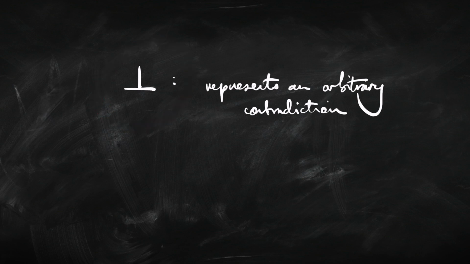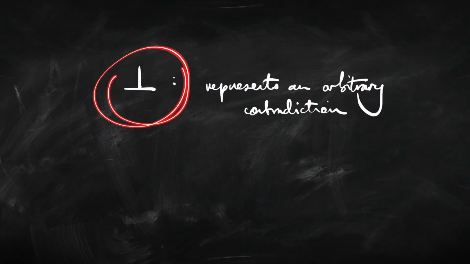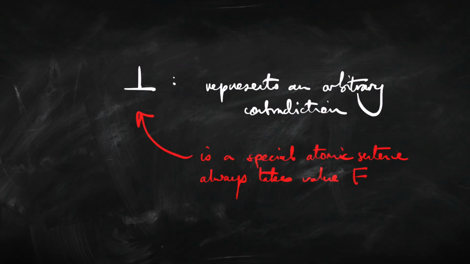It's like an upside down T. And it's going to represent for us an arbitrary contradiction. So you could think of this as P and not P or whatever. But we're going to use this symbol. It's a special kind of atomic sentence and it always takes the truth value false. How does it help? Well, it helps us formulate nice rules for negation.